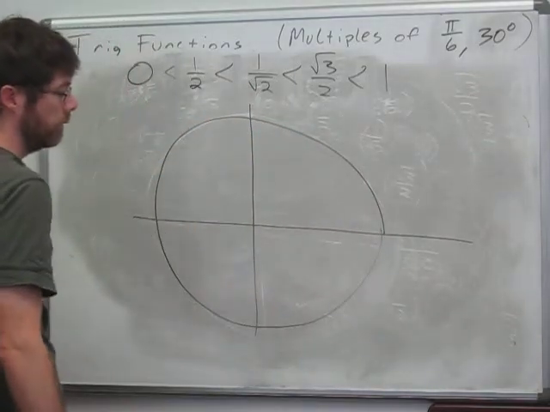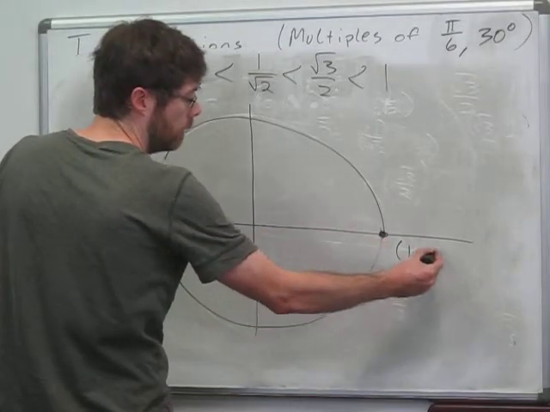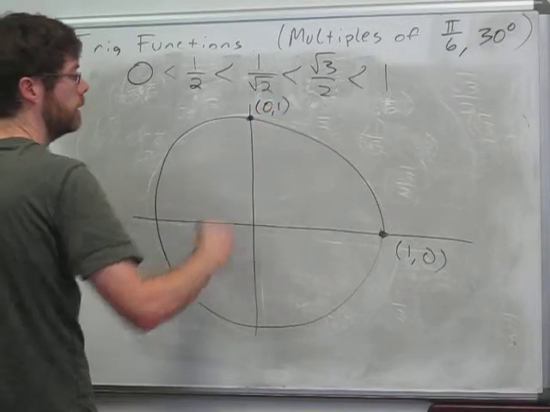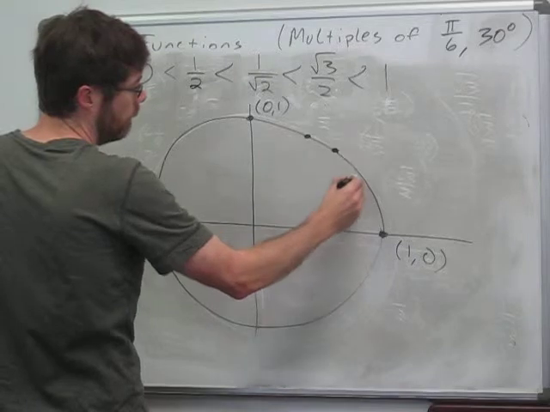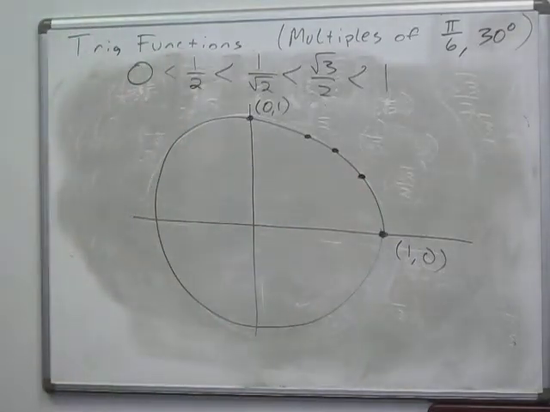So here is our unit circle. Let's focus on quadrant 1. That point is 1, 0. This point is 0, 1. And I know that there are 3 points in between related to my special angles.